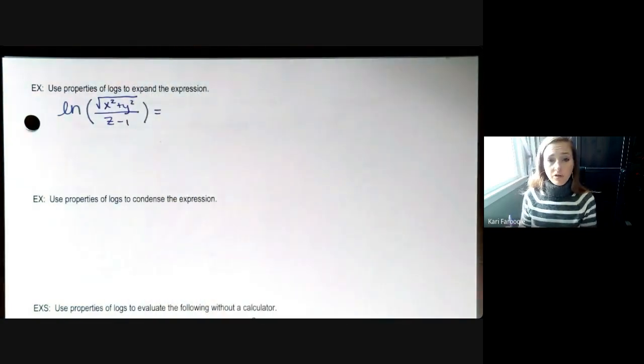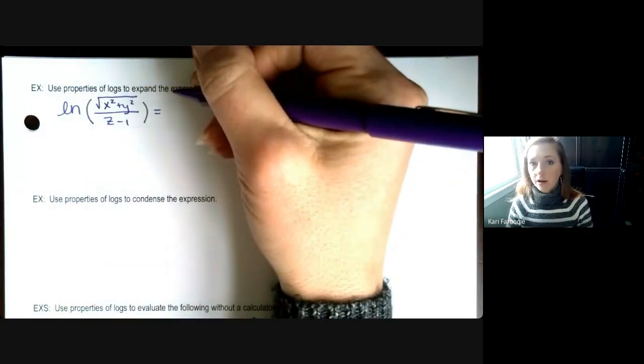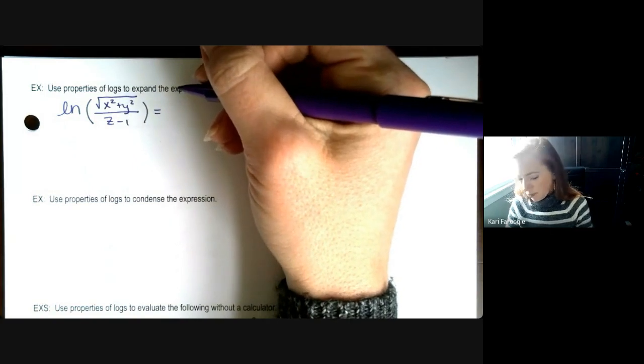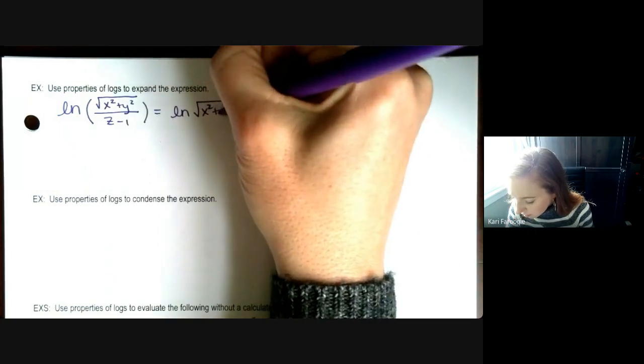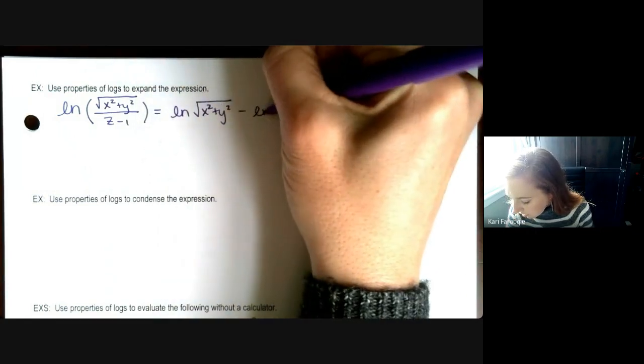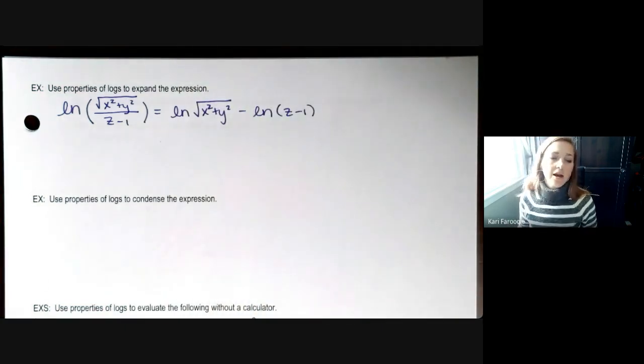The first thing I'm going to do is break up this quotient into the difference of two logarithms using that quotient to difference rule. So we're going to say that this is the natural log of the square root of x squared plus y squared minus the natural log of, in parentheses, z minus 1. I don't want to lose the minus 1, so make sure you put parentheses around that.